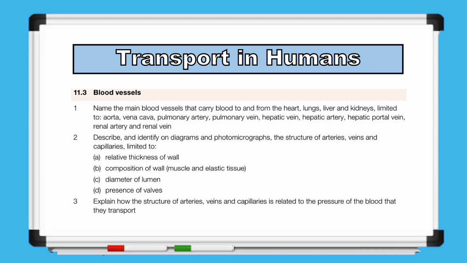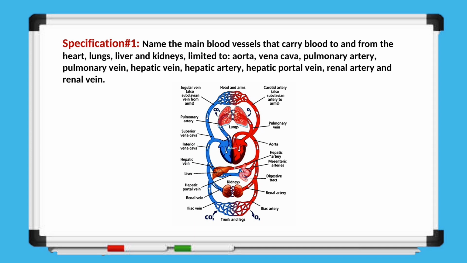So, let's get started. Our first specification, number 1, asks us to name the main blood vessels that carry blood to and from the heart, lungs, liver and kidneys, limited to aorta, vena cava, pulmonary artery, pulmonary vein, hepatic artery, hepatic portal vein, renal artery and renal vein.